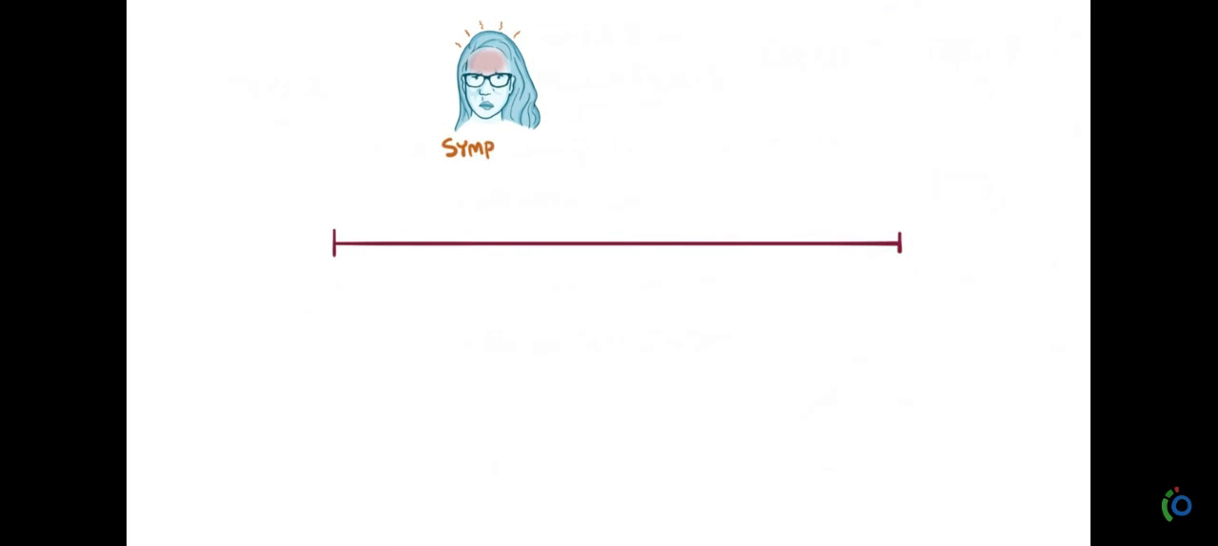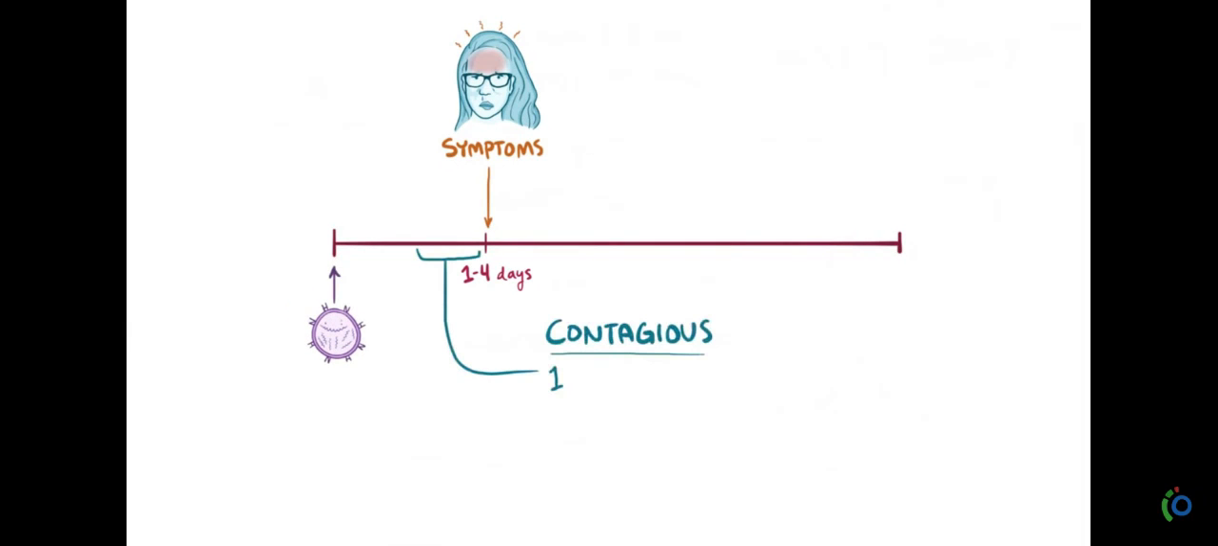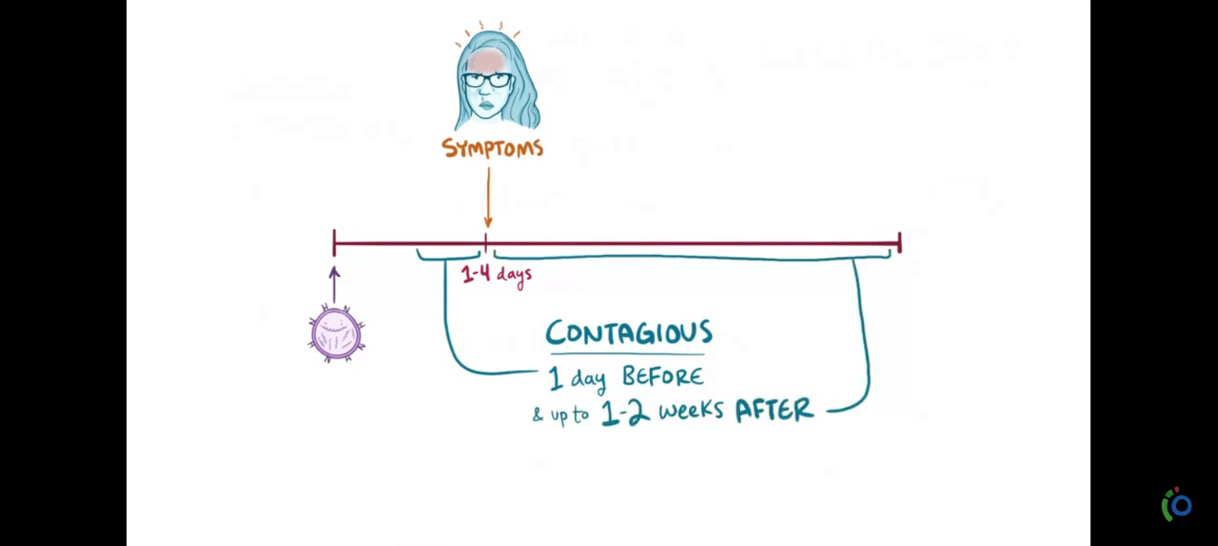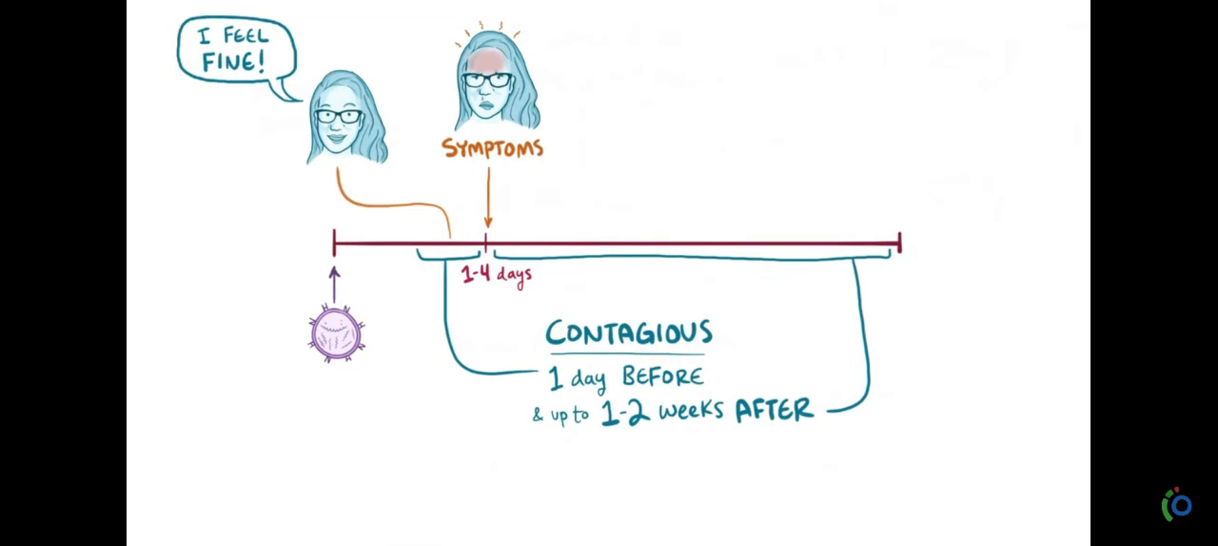Although most people don't show symptoms until a few days after infection, the disease can be spread to other people one day before symptoms even start, and up to a week or two afterwards. This means that a person can pass the flu to someone else even before they have symptoms and feel sick.